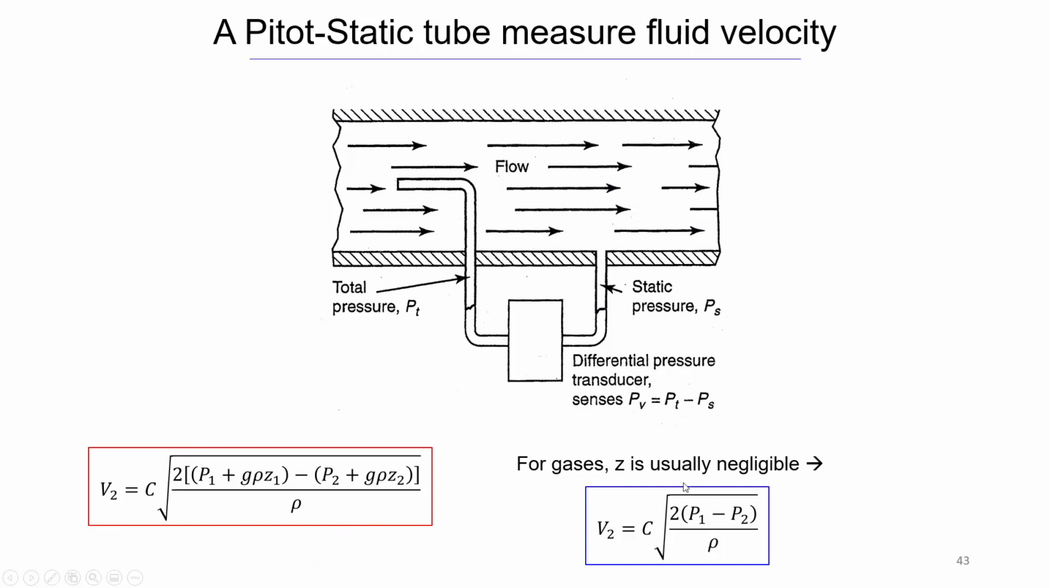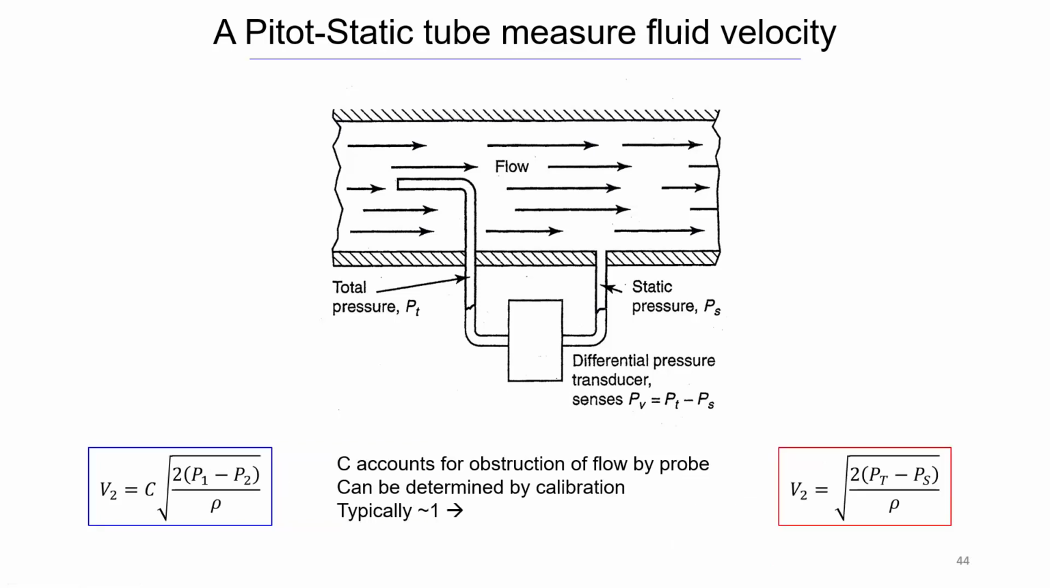And then if we are measuring a gas, the z is usually negligible because the effects of gravity on that gas are going to be small. So we can usually simplify it down to this. And this would be the difference between that total pressure and the static pressure. It would be the difference between P1 and P2. So like I said, C accounts for obstruction of the flow by the probe, can be determined by calibration, typically roughly 1. It usually doesn't have much of an effect. So this here is really the equation that we use most of the time.